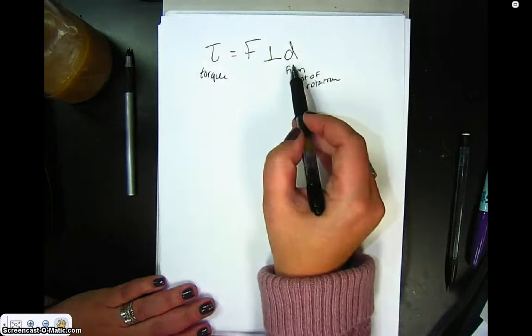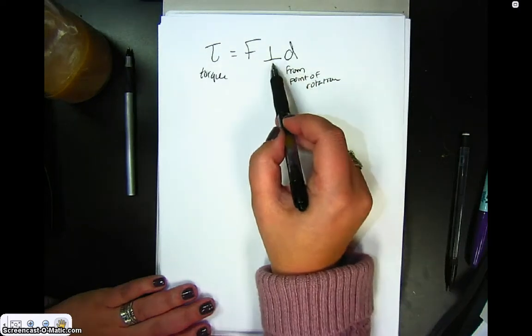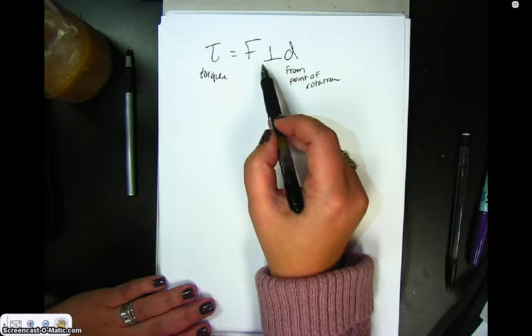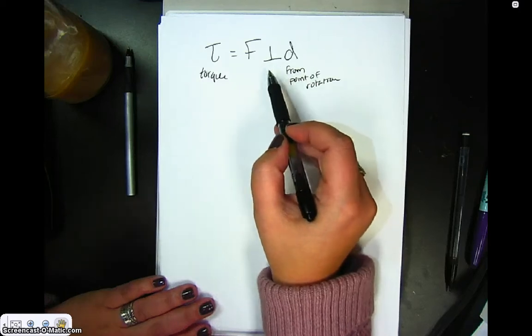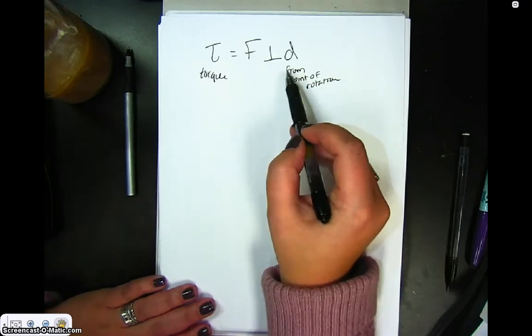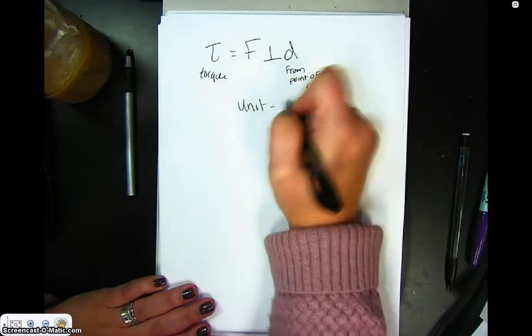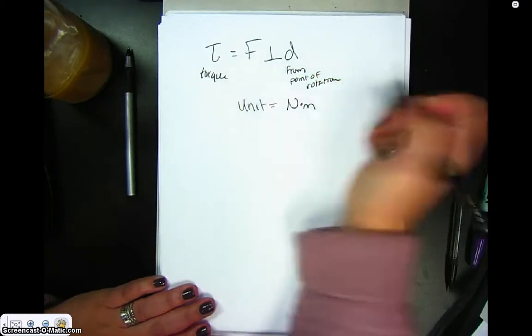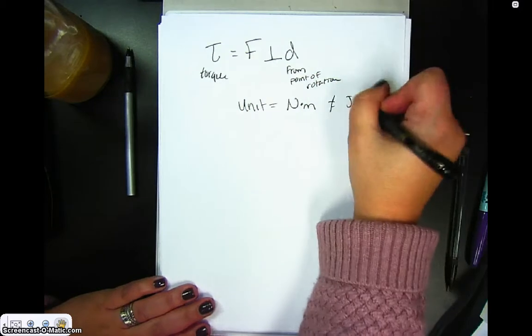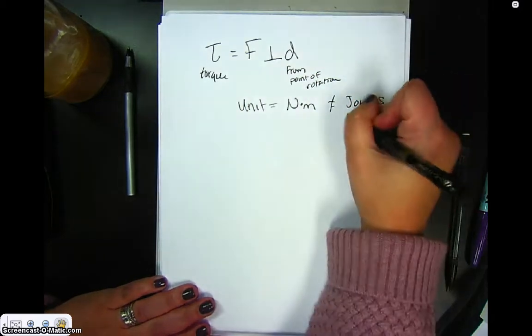Now, if you notice, force times distance, we've seen that equation before. Force times distance is work, but remember that that was force parallel to distance. So these are very different ideas, and this actually is not work. The unit for torque is newtons times meters, okay? But it does not equal a joule, right? And it does not equal work.